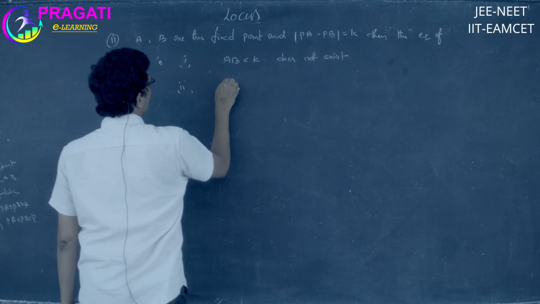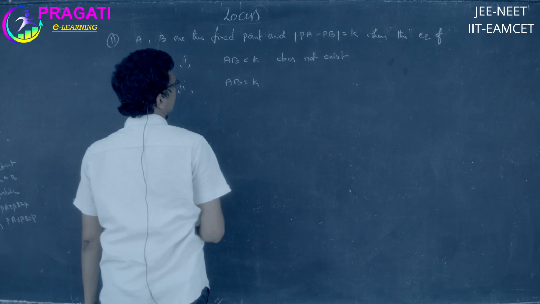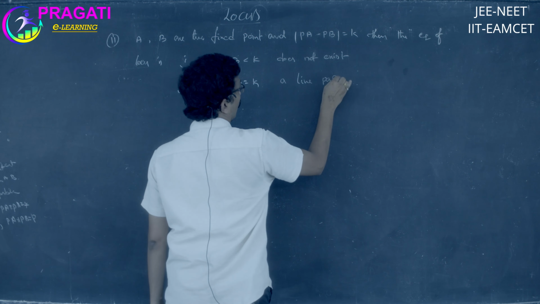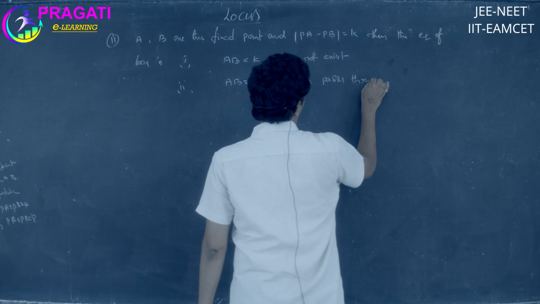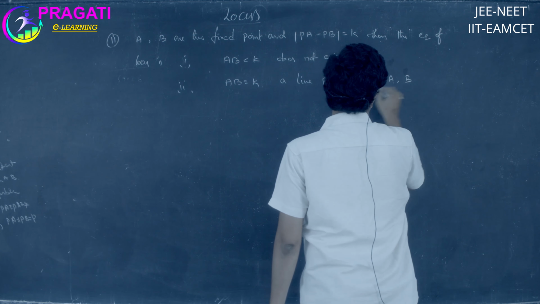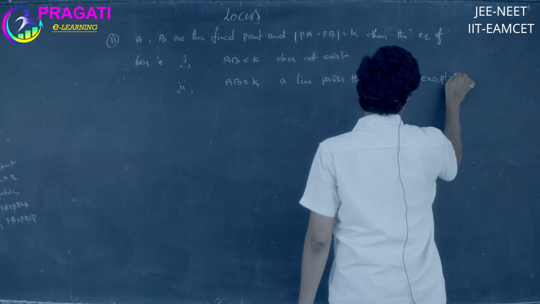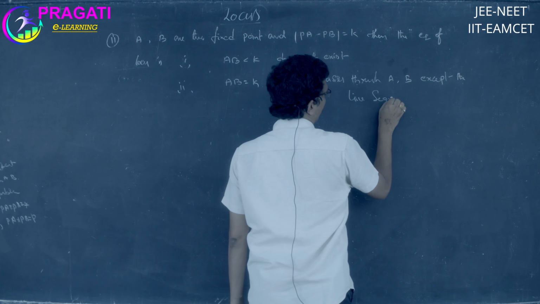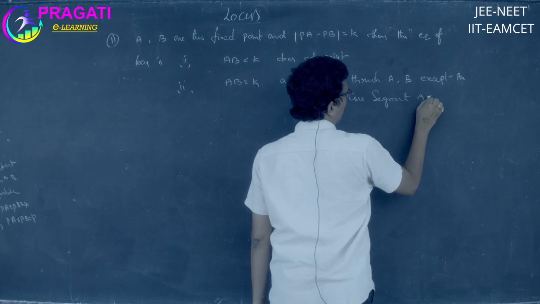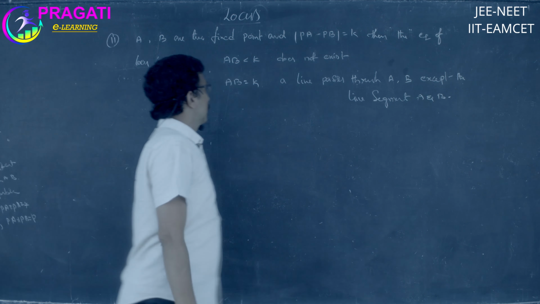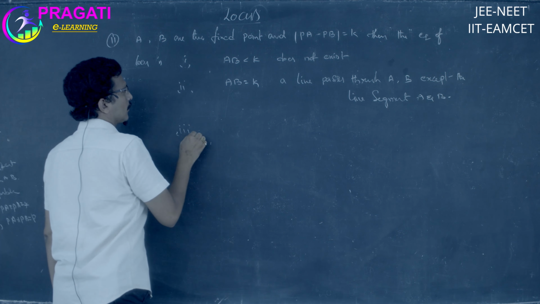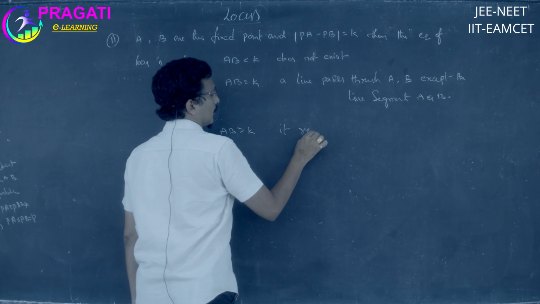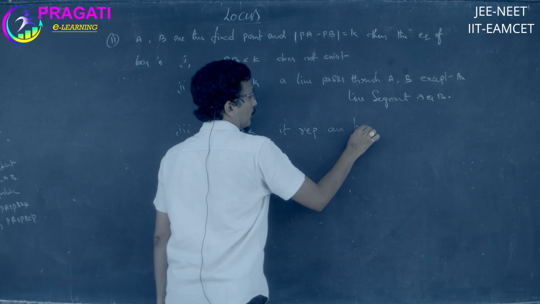Second one is AB is equal to K. A line passes through A, B except the line segment AB. And third one is AB greater than K. It represents a hyperbola.